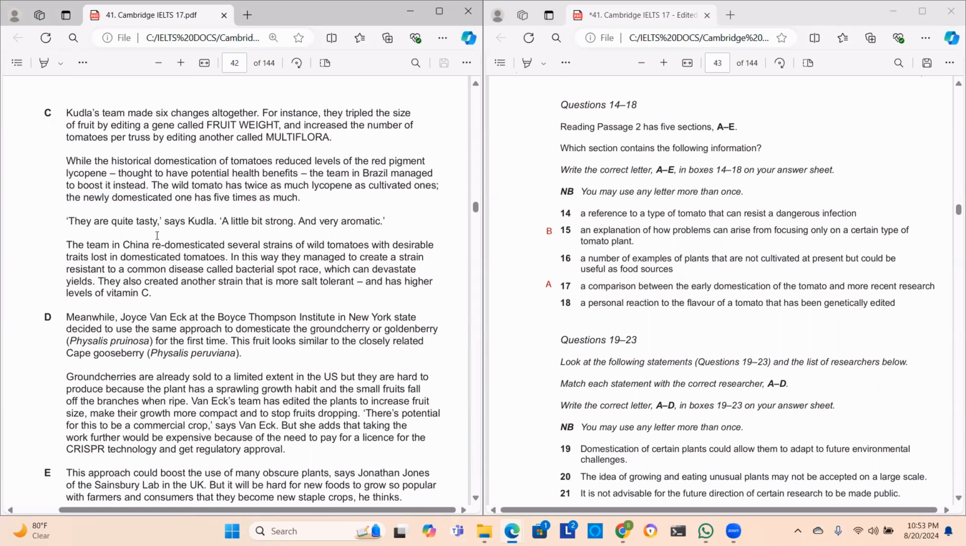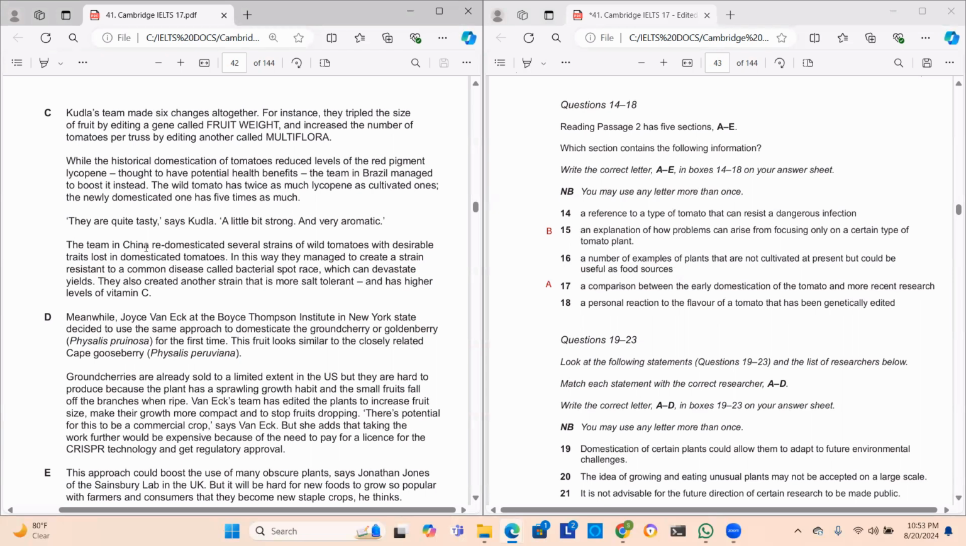They are quite tasty, says Kudla. A little bit strong and very aromatic. Oh, okay. So Kudla reacted, guys. Note this point. Okay. Right. So he gave it in the inverted commas. It means this is a reaction of Kudla for the taste of the tomato. They are quite tasty. So he's talking about the flavor here, right?